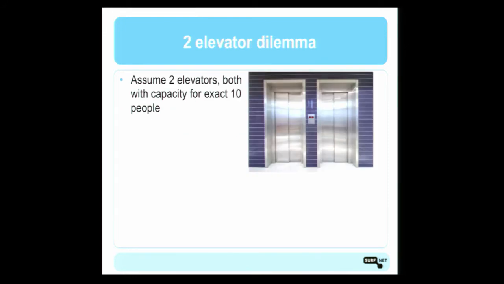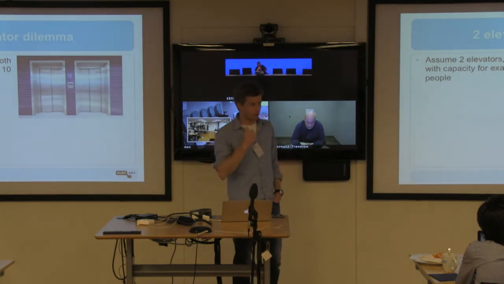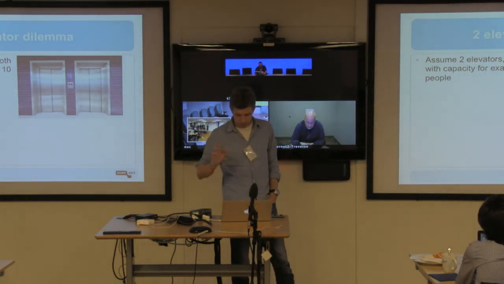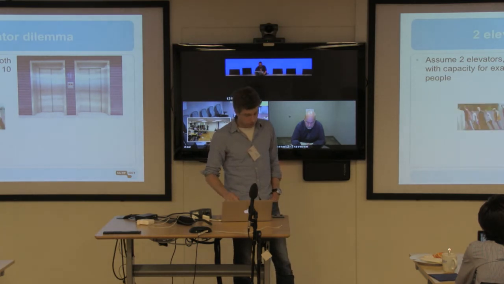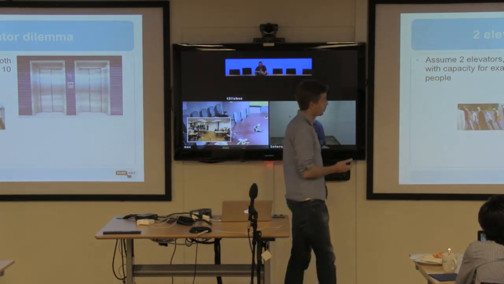Another thing we have, it comes back to the link aggregation issue, is I made it easily explainable, the two elevator dilemma. So assume you have two elevators. We actually have it at SurfNet. Usually only one works. It's a bit of a pain. And only 10 people can fit into the elevator. Otherwise it will ring a bell and it won't move at all. So you really need to comply with that rule.